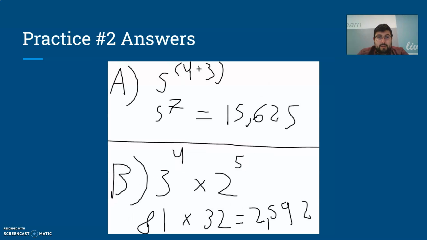So for the answers, we have 5 to the 4 plus 3 power, and you solve, that equals 7. So 5 to the 7th, that equals 15,625. And then finally 3 to the 4th and 2 to the 5th, it comes out to 81 times 32, and you would get 2592. So remember, these are ways you're breaking it down. This is a way to easily solve it and write it out in case you get confused while you're taking the test.